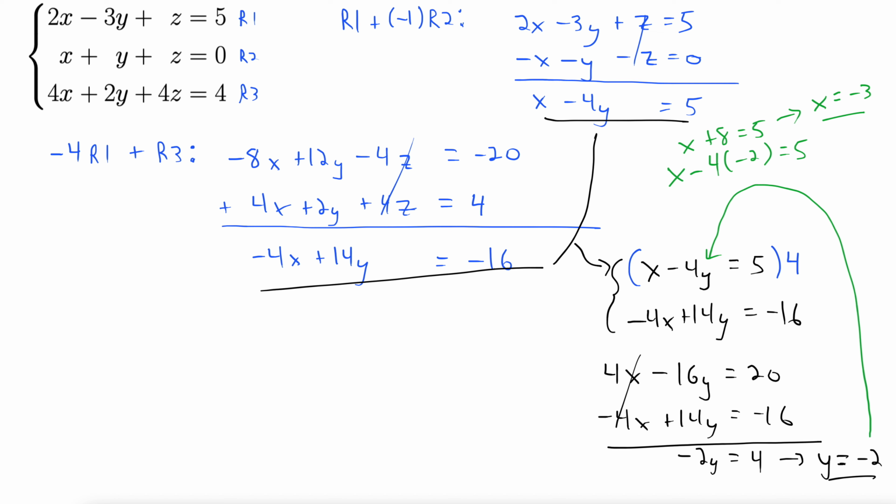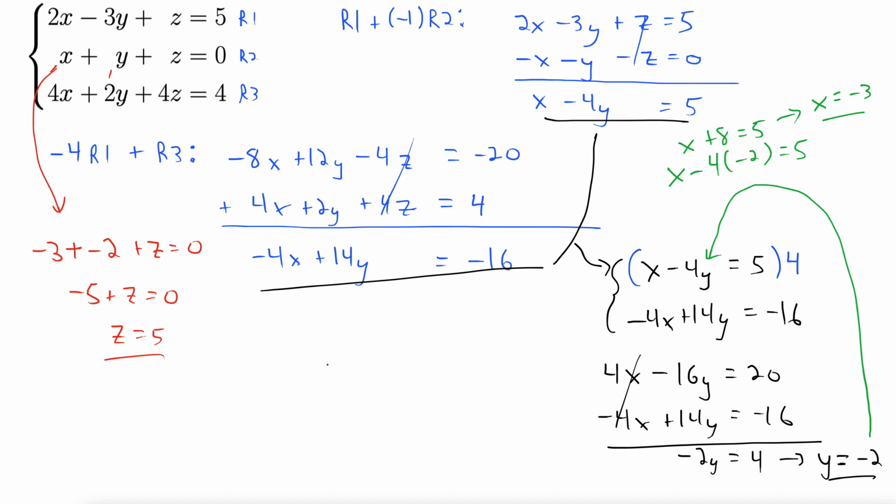Alright. Now that we have two variables, we go all the way back to the original. One of these three looks a little easier to plug into. I'm thinking it's the second one here. So we have negative 3 going in there, negative 2 goes in here. Negative 3 plus negative 2 plus z, we still don't know what z is, equals 0. Negative 5 plus z equals 0. So z must be 5. Three down, 3 of 3.